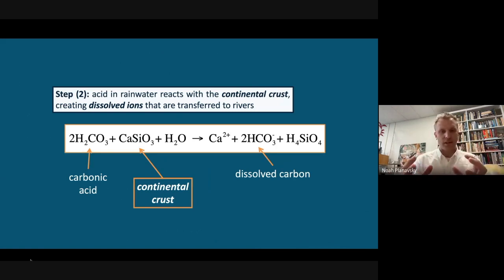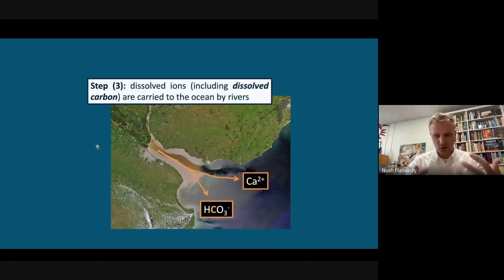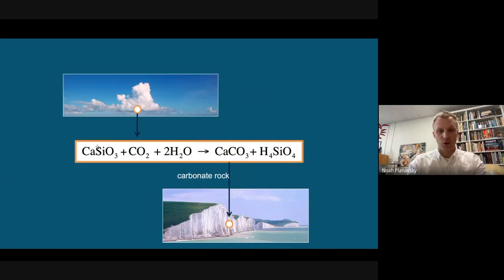in an aqueous species that can interact with any number of rocks and minerals that make up the continental crust. So carbonic acid will interact, for instance, with a calcium silicate, and that will produce dissolved species, the calcium and bicarbonate. The bicarbonate is directly related to the CO2 and the carbonic acid from this reaction. Okay, so these dissolved ions are then transferred into rivers. Rivers will transport these into the oceans.